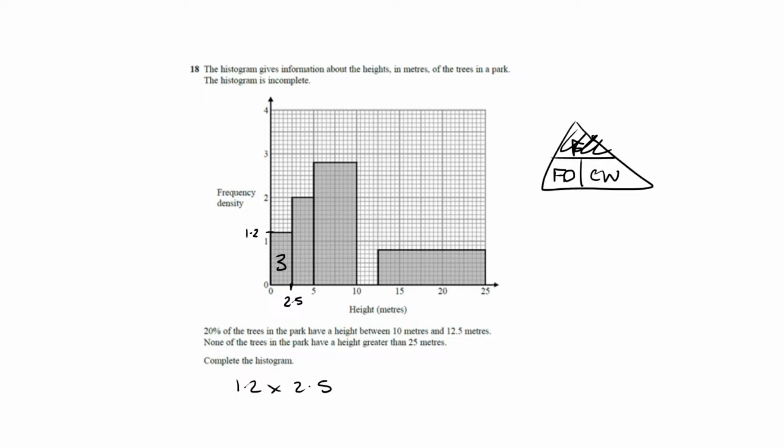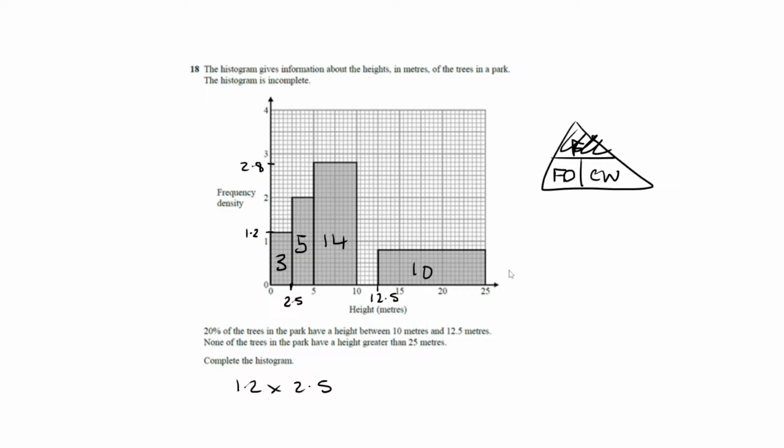So that's 3. What was it? Trees. 3 trees. The next one is just 2 times 2.5. So that one would be 5. Then we've got, what's this? This looks like 2.8. 2.8 times 5 is 14. And then the last one, this was 12.5, wasn't it? 12.5 to 25 is a width of 12.5. And then that's by 0.8, I would say. So 0.8 times 12.5 is 10.